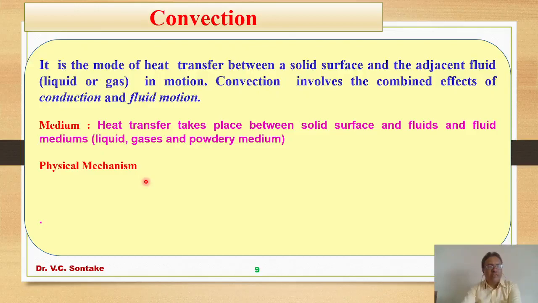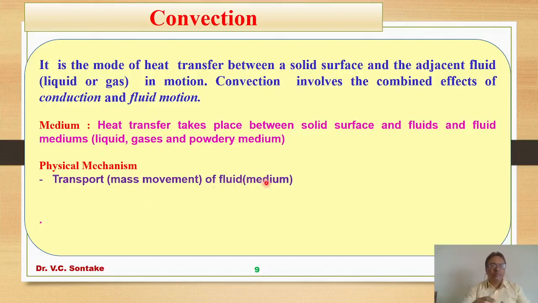Now, the physical mechanism of heat transfer by convection mode. So how does heat transfer take place by convection? First, there will be transport of fluid or mass movement of fluid. This mass movement of fluid takes place due to the buoyancy effect. I will explain that. And in the second stage, mixing or circulation of fluid.